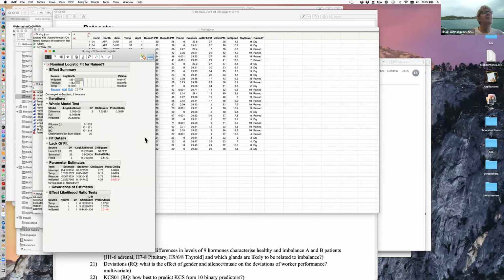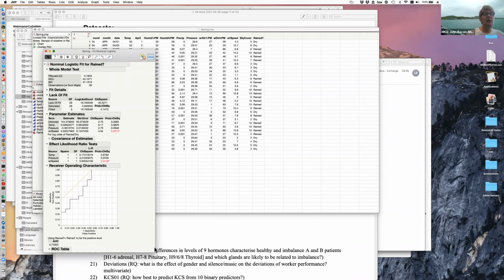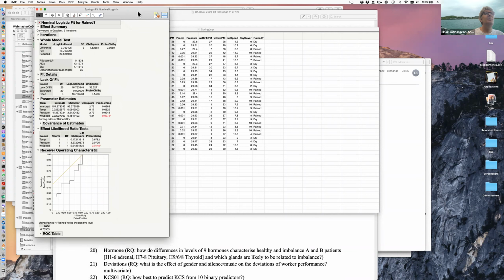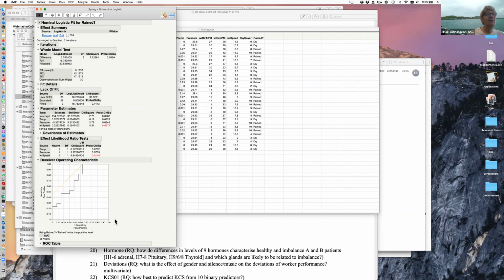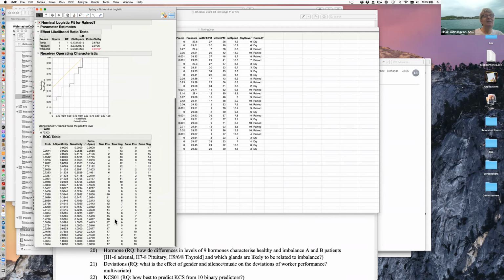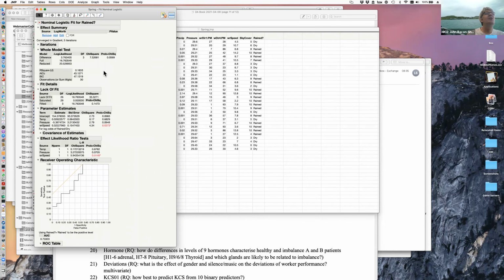In fact, we can show the ROC curve, for example. This shows us our predictions of whether it will rain against whether it actually did rain. So that tells us basically how good our model is at predictions. We look at the ROC table. It's basically telling us how many true positives, true negatives, false positives, and false negatives we get at different levels. So that's basically an evaluation of how good our predictions are.